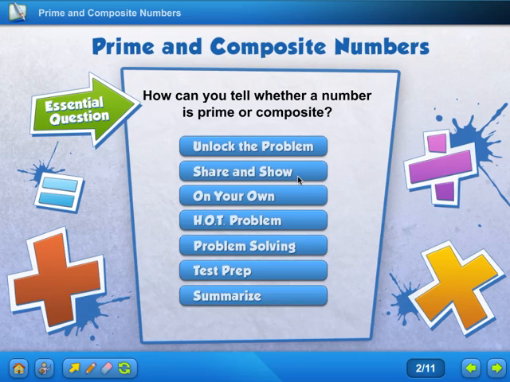Hello everyone, today we're on lesson 5.5 and it is on page 211 in your colored math book. We're going to learn about prime and composite numbers. The question we're going to answer is, how can you tell whether a number is prime or composite?